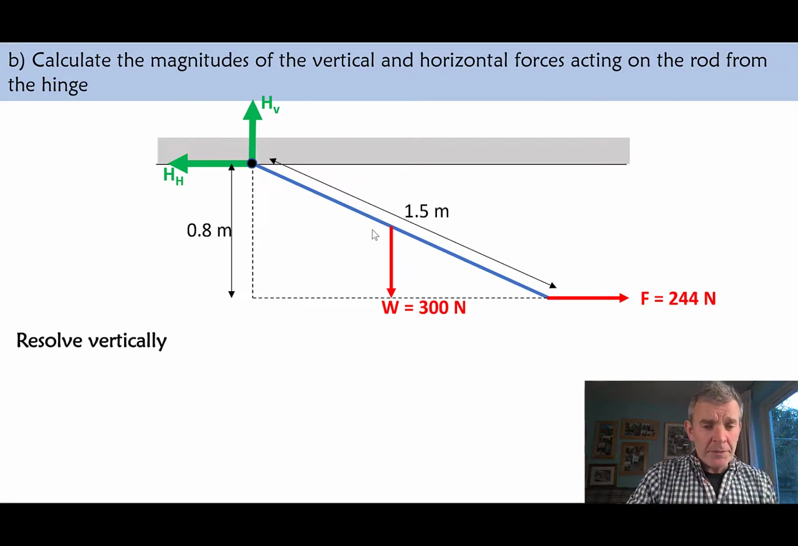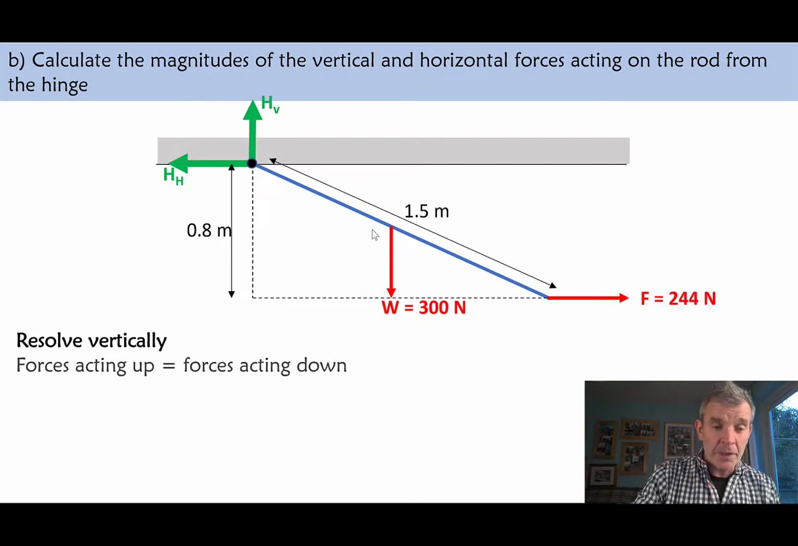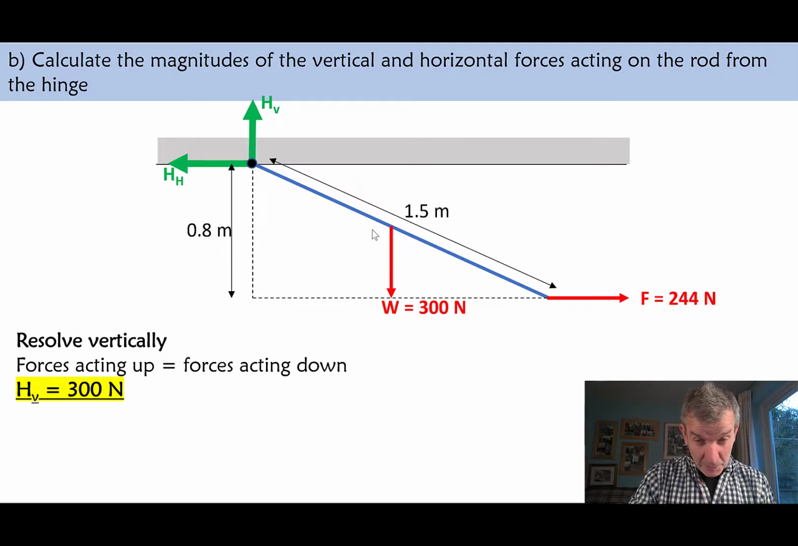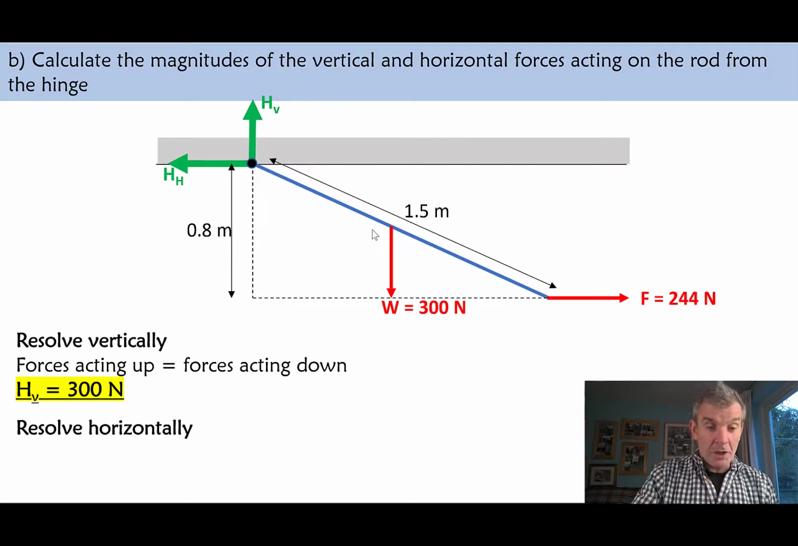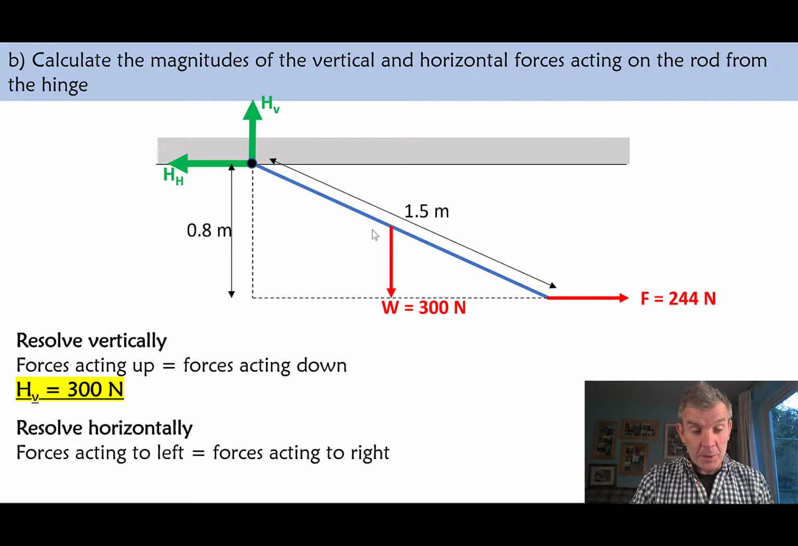If we resolve vertically, we've only got one force acting upwards and only one force acting downwards. We know it's in equilibrium, so the forces acting up must equal the forces acting downwards. So HV is equal to the only force acting downwards, which is the 300 newton weight. Resolving horizontally, because it's in equilibrium, the forces acting to the left must equal the forces acting to the right. There's only one force acting to the right, and that's the 244 that we calculated in part A. Therefore, the hinge horizontal force, HH, must be equal to 244.